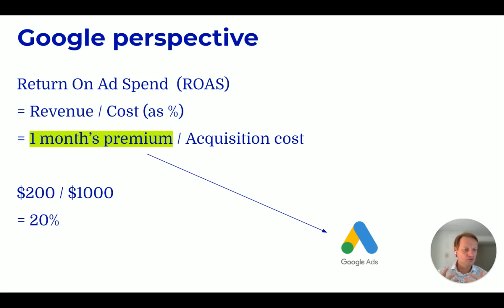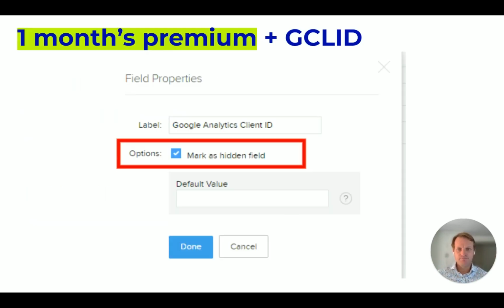So let's talk about how to actually do this. So Google can go and try and hit this ROAS target, this P factor target of yours. All that it needs is the 1 month's premium sales information. So it needs that revenue, the premium value for it to go and try and hit that 20% ROAS for you. So let's talk about how do we send the sales data back to Google Ads.